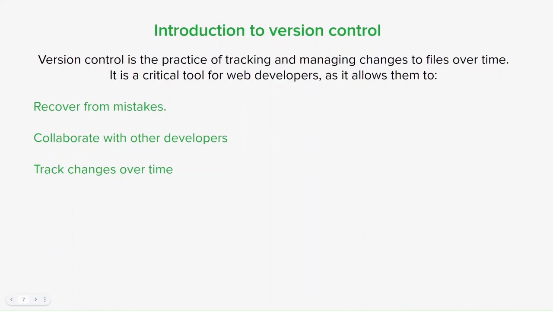Version control systems typically store a copy of every file and version of a file, along with information about who made the changes and when, and this can be used to revert to a previous version of the file, compare different versions of the file, and identify who made specific changes. It's essential for any web developer who wants to be able to work efficiently and also collaborate effectively.